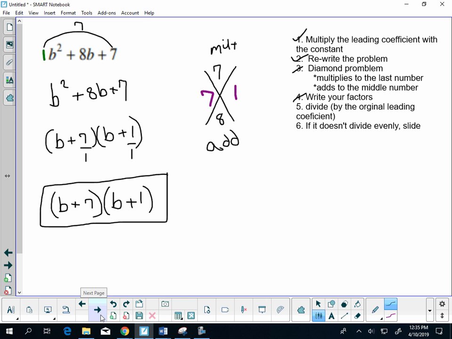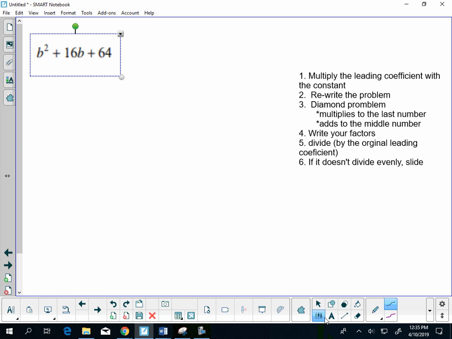Let's go ahead and do another one. So on this one, we have b squared plus 16b plus 64. My leading coefficient is 1. You multiply, and it's not going to change the value whatsoever. So b squared plus 16b plus 64. I've done the first 2 steps.